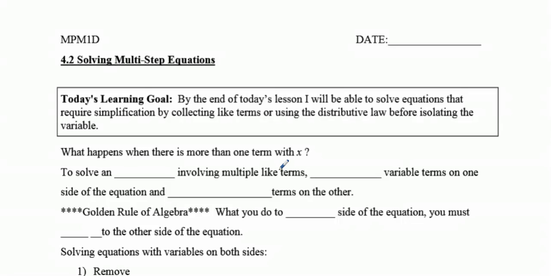Okay, so today you're going to be able to solve equations that require simplification by collecting like terms or by using the distributive law before you isolate the variable. So these are more complicated equations with more steps involved to isolate the variable. So what happens when there's more than one term with x?